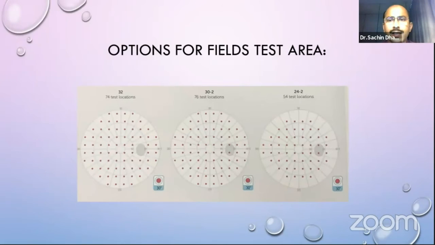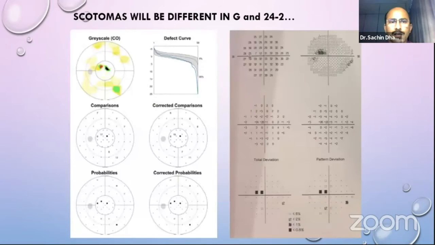Options that are available for field test area are 74 test locations of the 30-2, the 32, and the 24-2. So whatever you want to choose, you can choose. If you're not wanting additional data in the center as is available with the G program, you might as well go ahead being comfortable with the previous 3 programs for which normative data is also available.